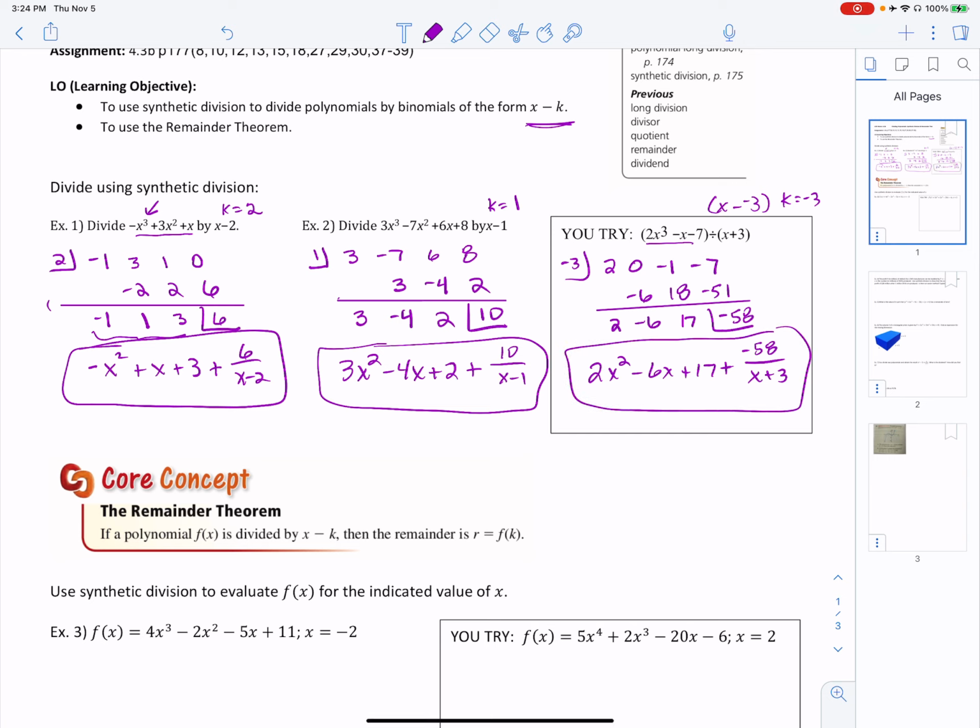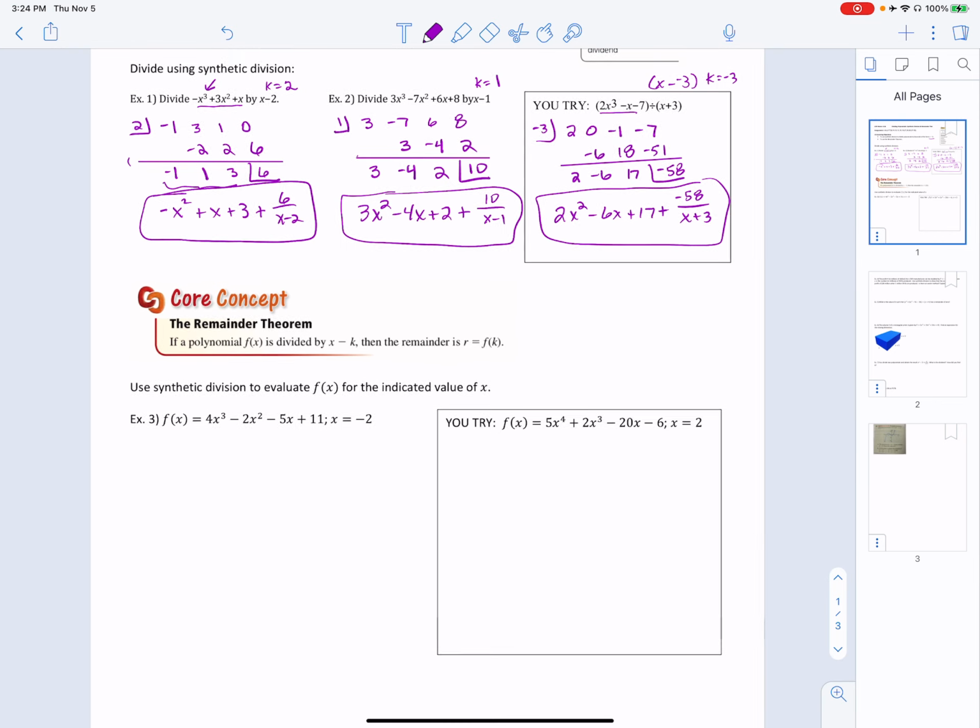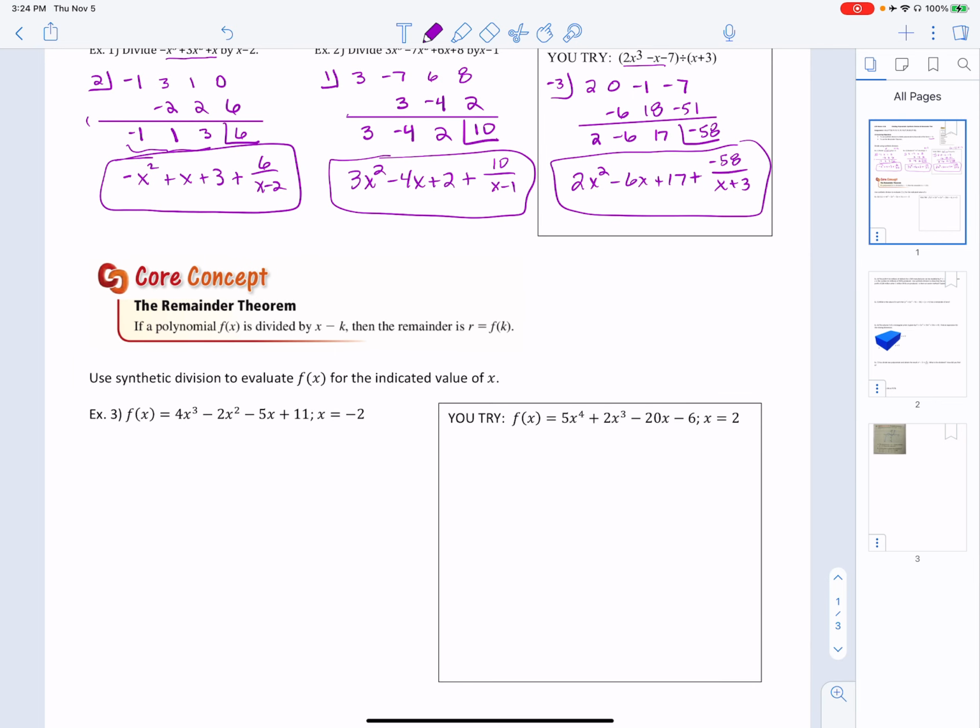All right, now we have the remainder theorem. If a polynomial is divided by x minus k, then the remainder can be found by plugging that k value into the function. And so use synthetic division to find the indicated value. When it says use synthetic division, you have to use synthetic division. What we ultimately want to get is f of negative 2, but we're going to use synthetic division. It actually is a nice way to do it.